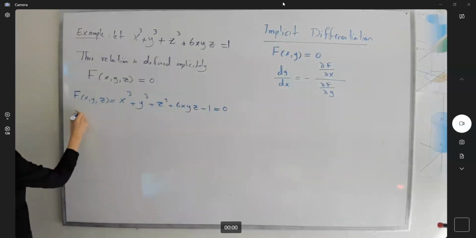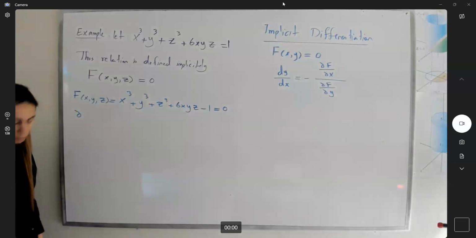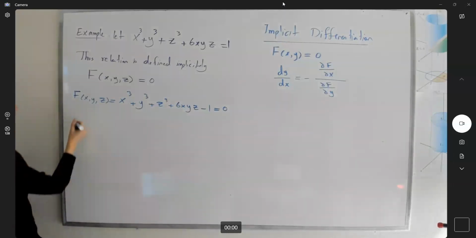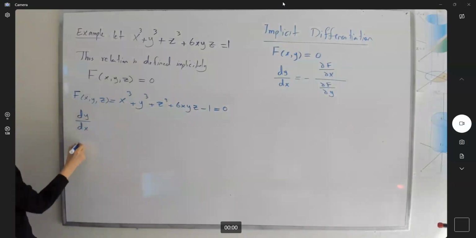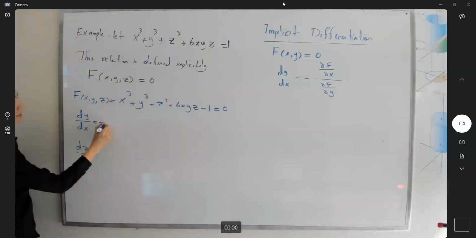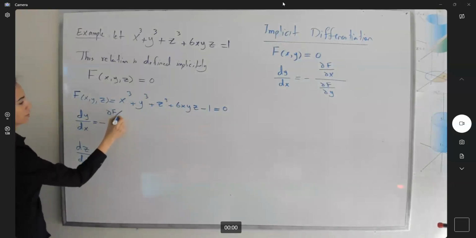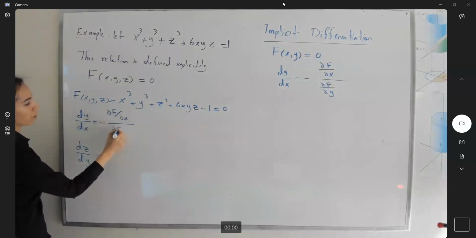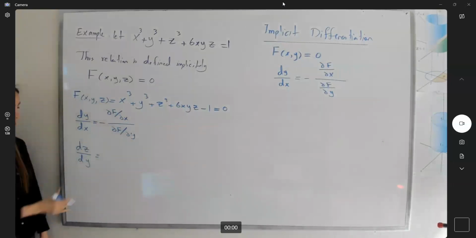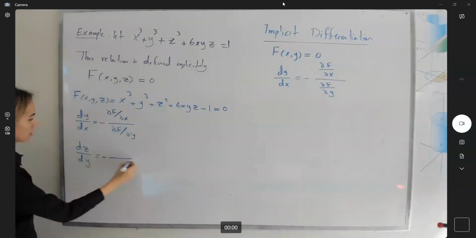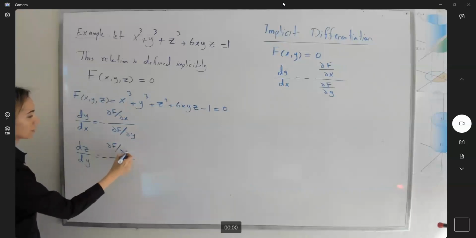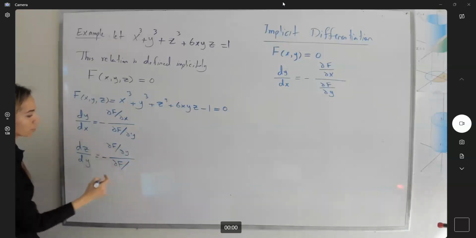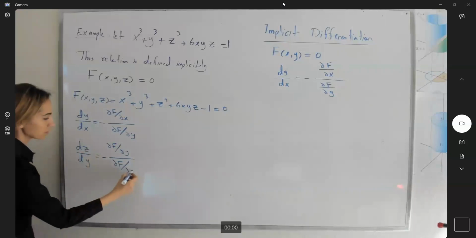Let us work with implicit differentiation. Let us find the rate of change of y with respect to x, then find the rate of change of z with respect to y. These two, let's follow the formula. This is negative partial derivative of f with respect to x divided by partial derivative of f with respect to y. For the second one, you have minus partial derivative of f with respect to y divided by partial derivative of f with respect to z.